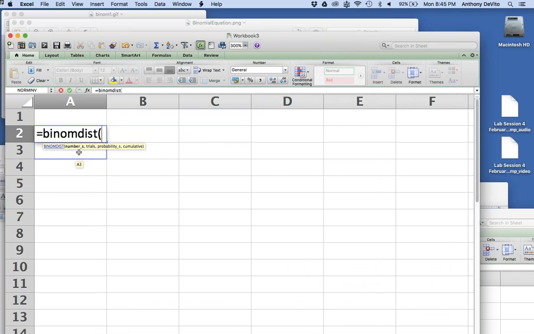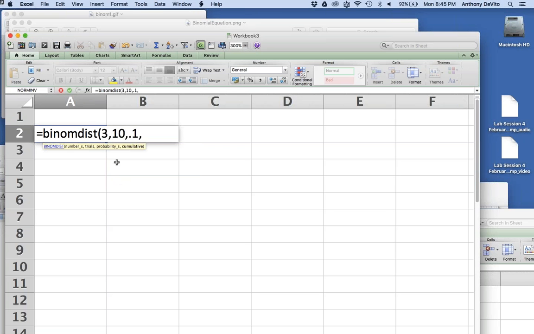Inside here now, it's asking you for the number of successes. That's the number of people that have diabetes. I'm going to put 3 in there, comma, the number of trials. I'm going to put 10. Trials is the sample size. Okay, the probability of success, the probability any individual in that population has diabetes is 0.1, and cumulative.